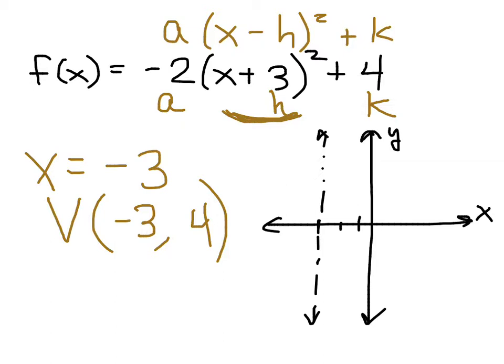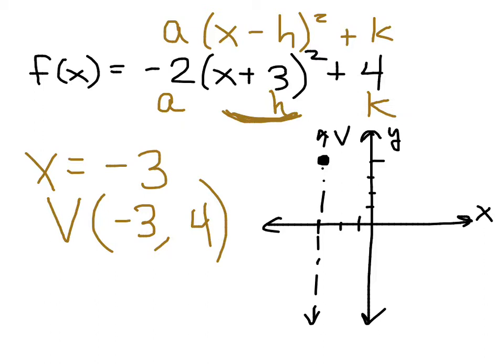Now, how do I plot the point -3, 4? Go to the left 3, and then up 1, 2, 3, 4. Make a dot. Okay? That's your vertex.